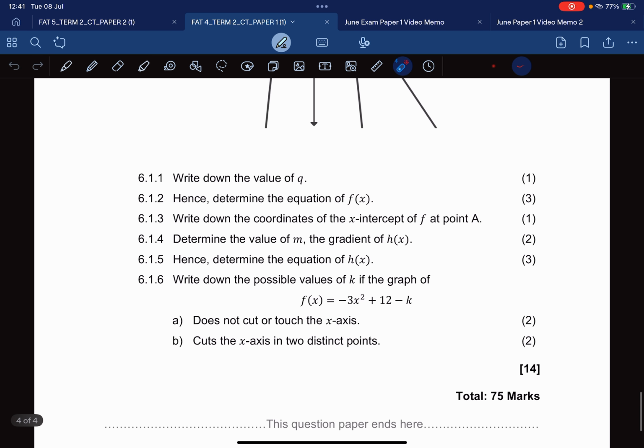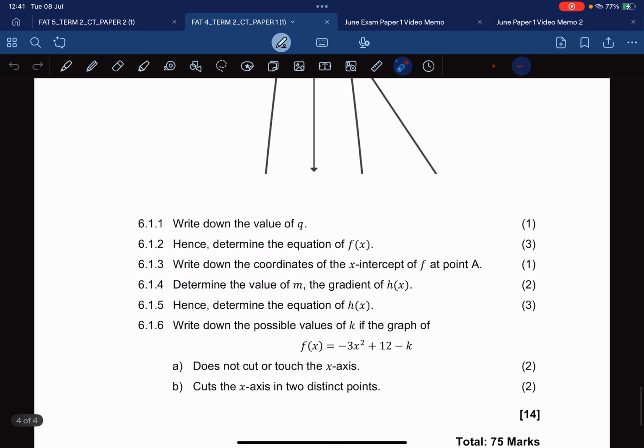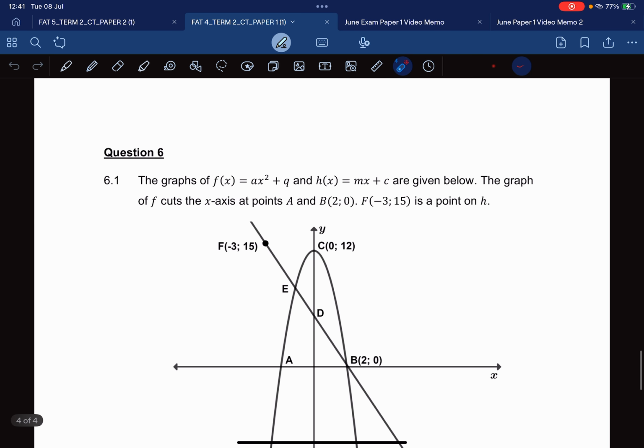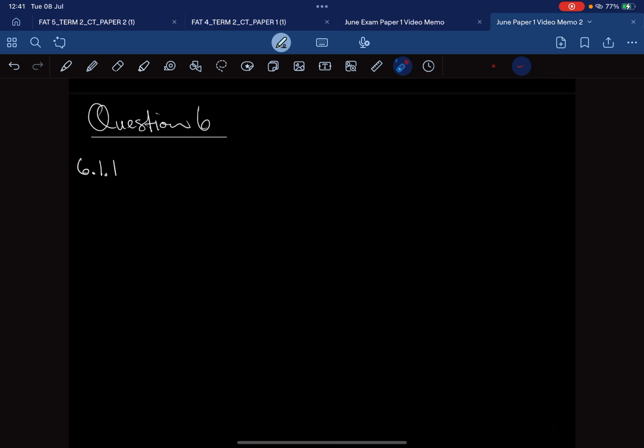Right, let's go down to what they're asking here. So the first question is: write down the value of q. So that's q over here. We know that q is the turning point, the y-intercept of the parabola. So q is equal to 12. That's pretty straightforward.